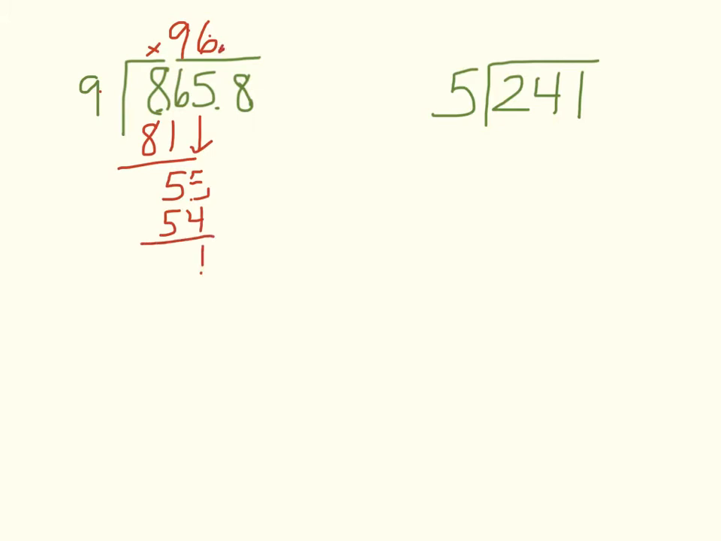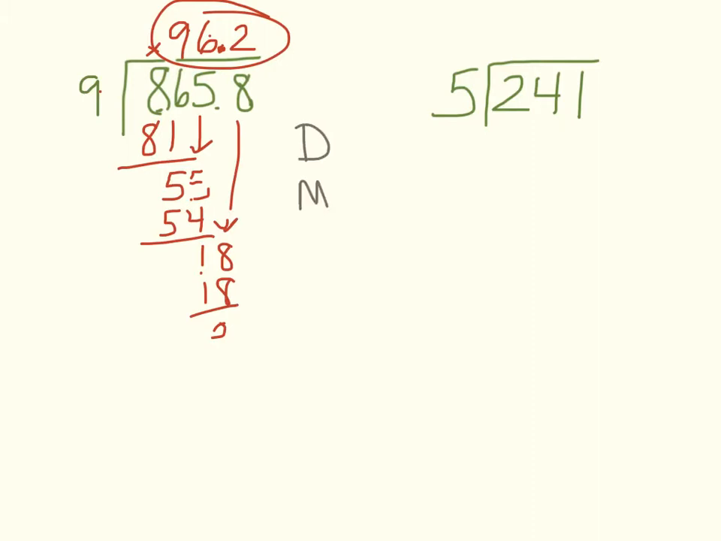I'm going to bring that decimal point up so I don't forget. Bring down my 8. 9 goes into 18 2 times. 9 times 2 is 18. And that one I didn't have to do anything. I'm done. Okay, so just in case, let's go back to dad, mom, sister, brother, rover.